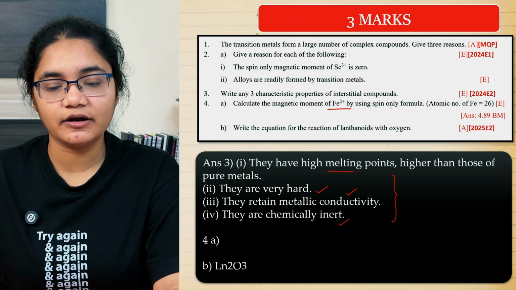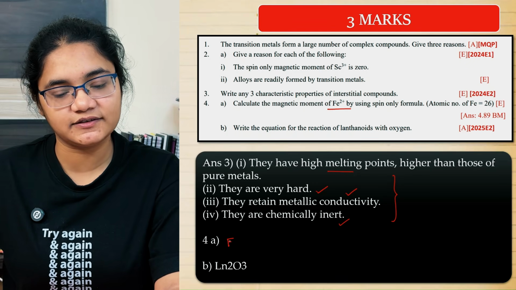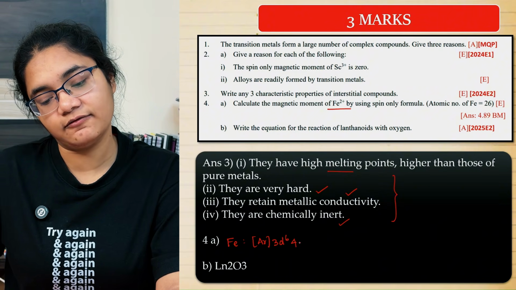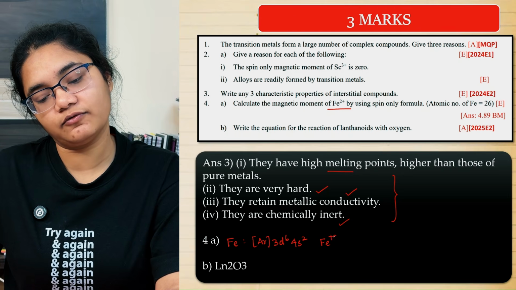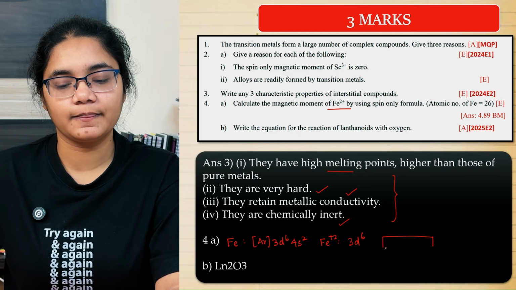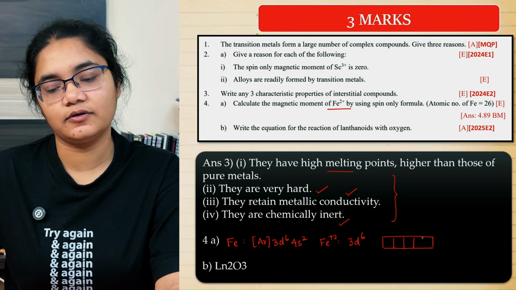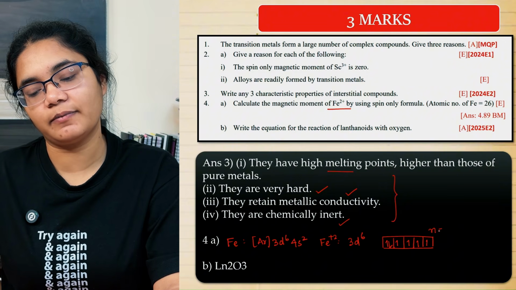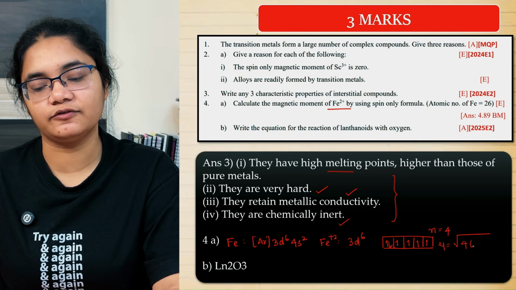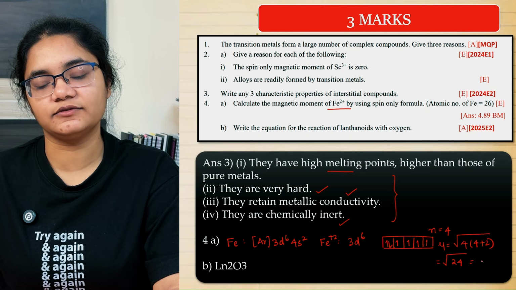Next, calculate the magnetic moment of Fe2+. Okay, Fe electronic configuration is argon with 3d6 and 4s2. Now the Fe2+ configuration will be what? We will have a 3d6 configuration. Now in 3d6, if I draw the configuration, it is like this: 1, 2, 3, 4, 5 and 6. So the number of unpaired electrons here is 4. Now the formula is root over n into n plus 2. So that is equal to root over 24, and that comes out to be around 4.8 BM.